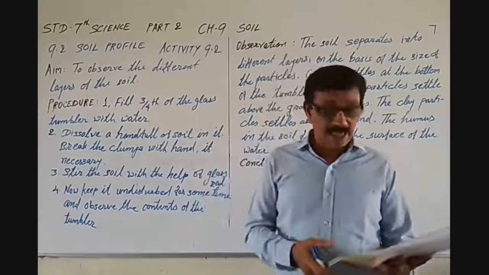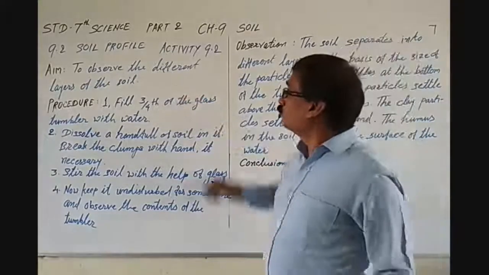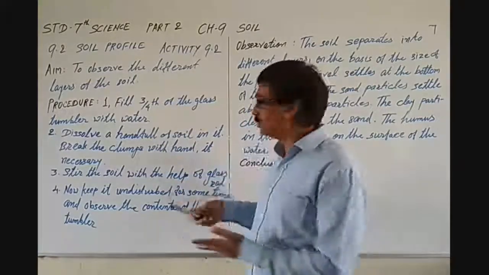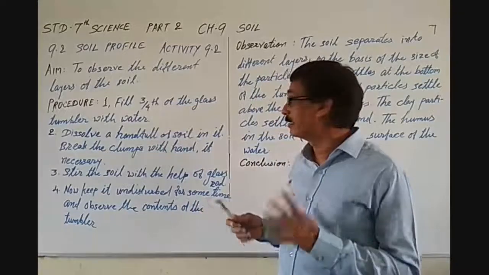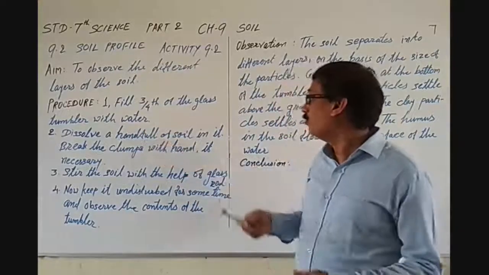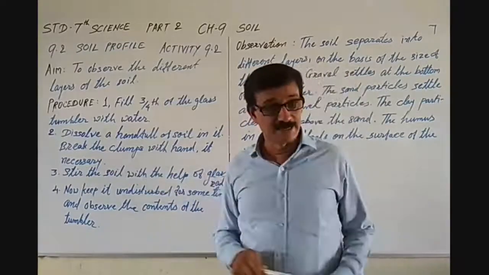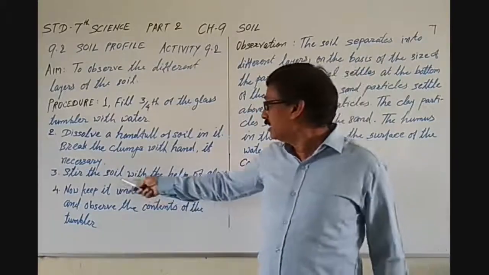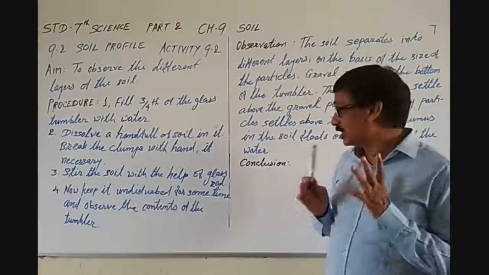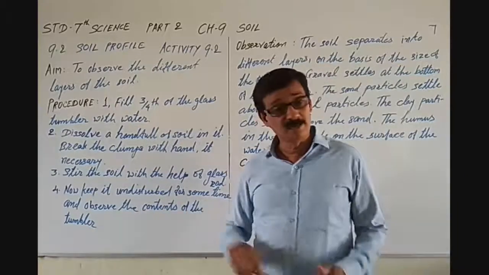Now let's discuss this activity, in which the aim is to observe the different layers of the soil. Procedure: let's discuss once again. Fill three-fourths of the glass tumbler with water. Now dissolve a handful of soil in it. Break the clumps with hand if necessary. Then stir the soil with the help of a glass rod. Then keep it undisturbed for some time and observe the contents of the tumbler.